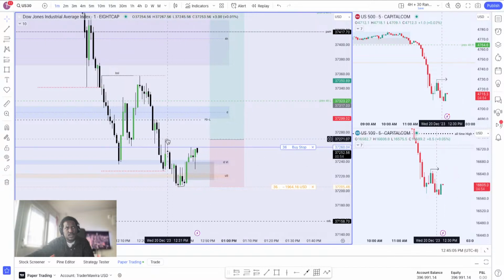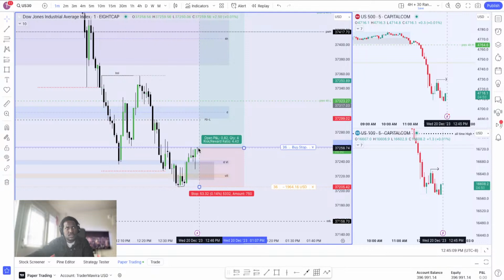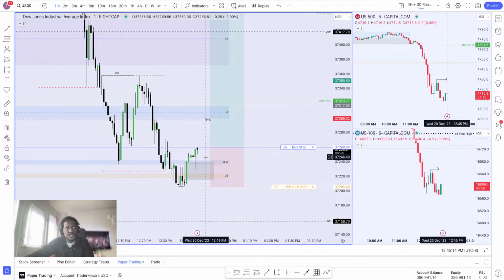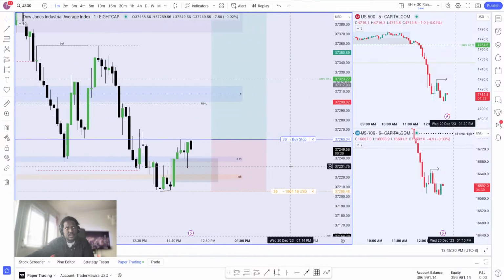I feel like this one would have been a better entry, honestly, but let's see where we filled. Our original entry should be above that swing high right there. So let's see what price they will give us.